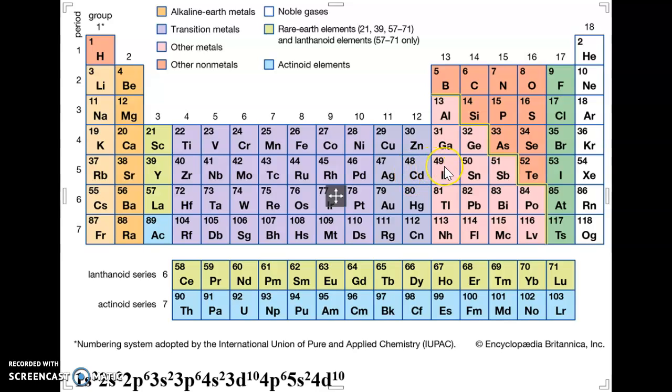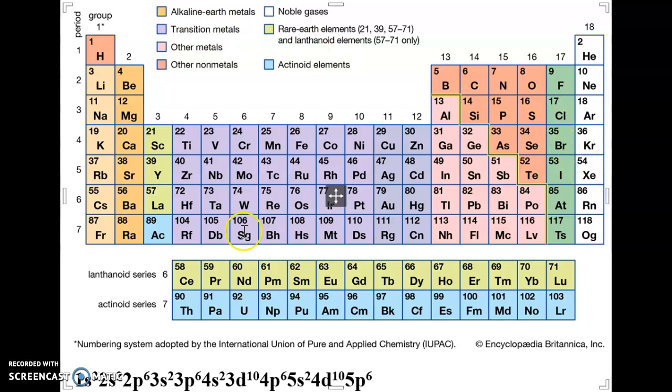So after 48, we're at 49. We're back in the P block. And again, we can count down 2, 3, 4, 5, or we can just look over here and say, oh, we last had the 4 P's. Now we have the 5 P's. And that's going to be filled with 6 electrons because 6 only brings us to 54, and we're only going all the way to 83. So 5p6.